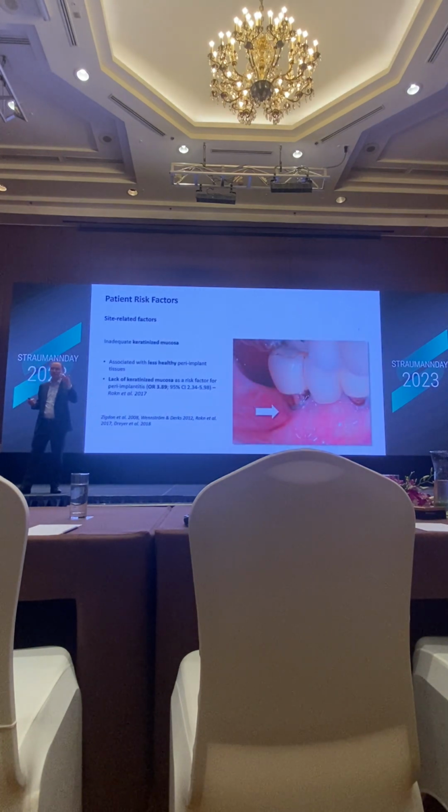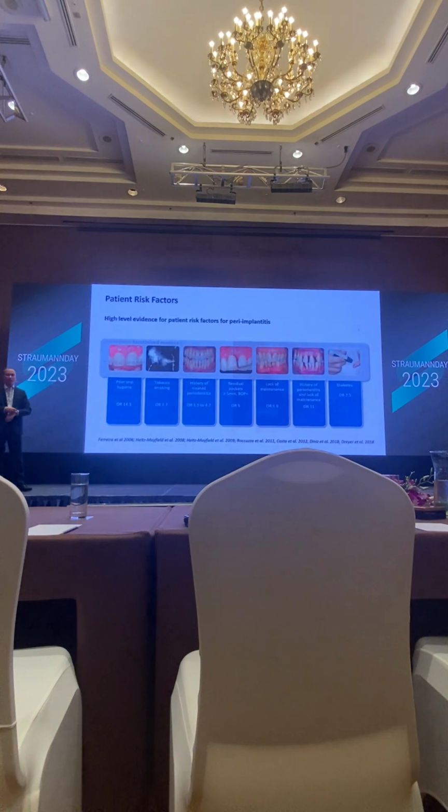The other site-related factors in the periodontal patient: lack of bone, lack of keratinized tissue, and so on. The evidence now is overwhelming for the need for good soft tissue thickness, and a good zone of keratinized tissue for the patients.